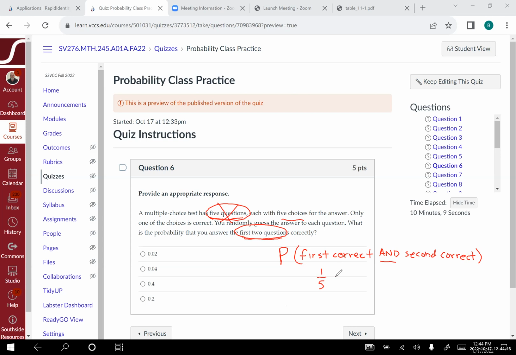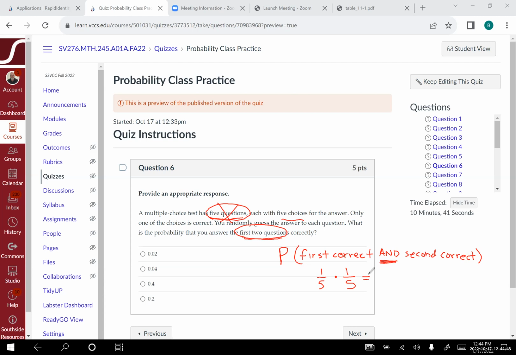Now, the second one, we've established that these are independent events. So it's a multiplication, an "and" problem, even though it didn't read exactly like that. You're answering one question and then answering another one. What's the probability of getting the second one correct? The same as the first one. Also 1 over 5.